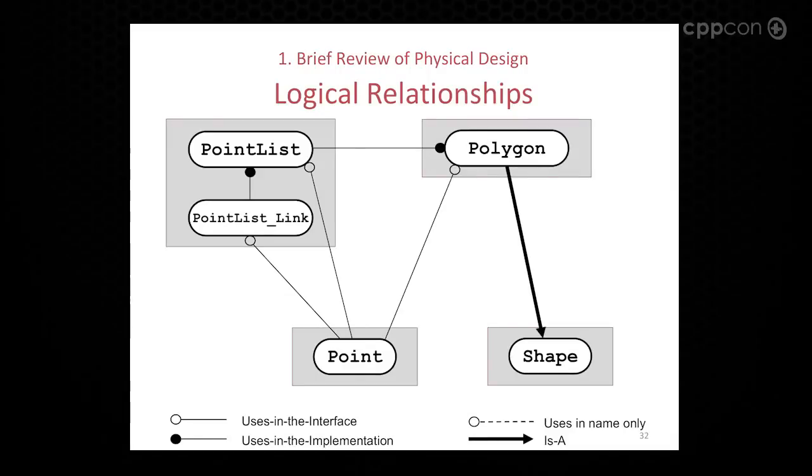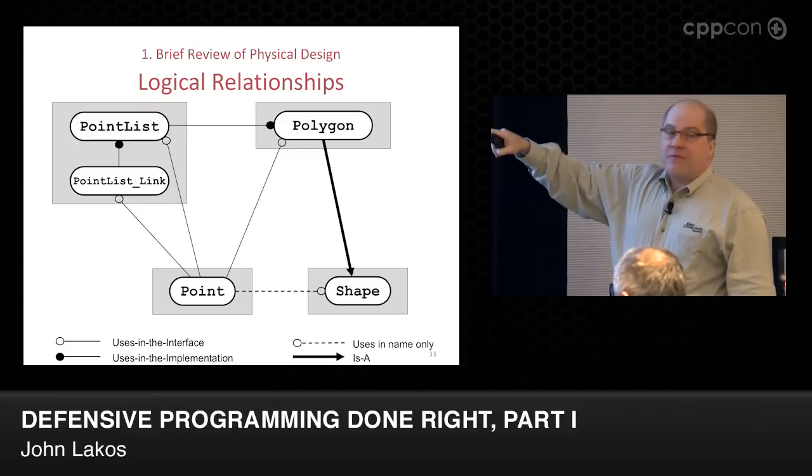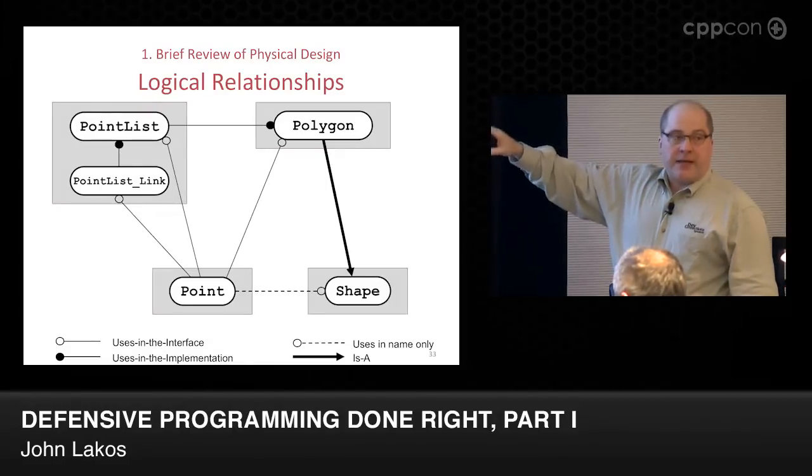Okay, then we have this very strange thing called uses in name only, and it does not lead to physical dependencies. It's a collaborative notation, but because shape is an abstract interface, it's possible for the shape to simply forward declare class point without ever including it, and it still works, surprisingly. So this doesn't have a physical implication, it's a logical one.